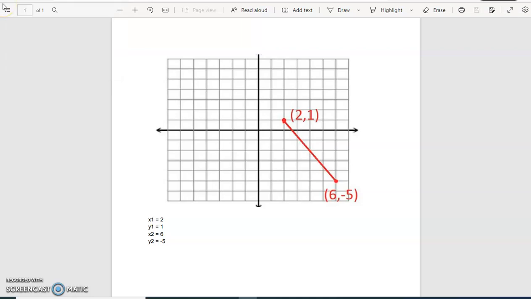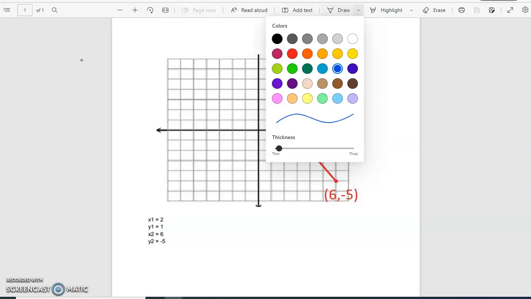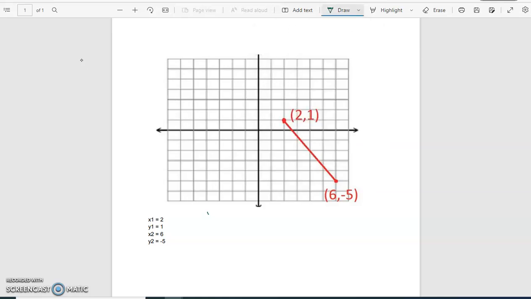Okay, so the first project is the midpoint between 2 points. Basically, the project starts off with an x1, a y1, x2, and a y2. The example that I have here is (2, 1) and (6, -5), 2 points. So the midpoint is going to be in between these 2 points.